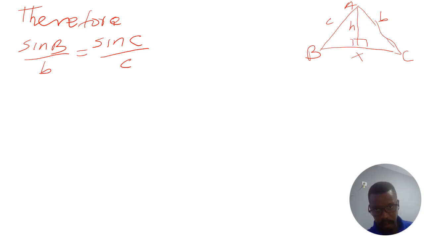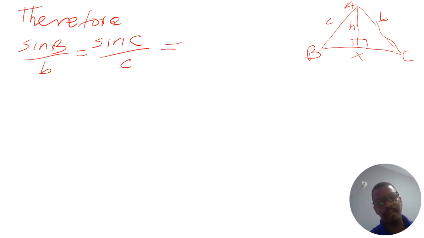In this case, we dropped this line deliberately. We can drop it anywhere. We can drop a line from there to there, which is perpendicular. If you do that, you will consider A. So if you consider A, you will find the same result.